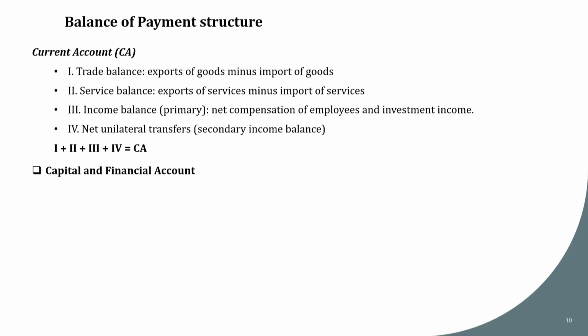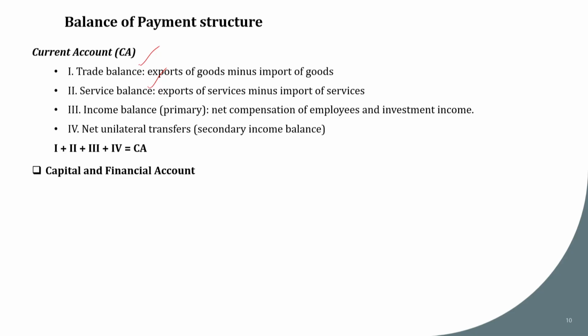So let us now explore how the balance of payments is structured. As you are now familiar, it has the current account and the capital and financial account. Coming to the current account, it is recorded like this. One is called the trade balance, that means exports of goods minus imports of goods. The second one is called the service balance, that means exports of services minus imports of services.